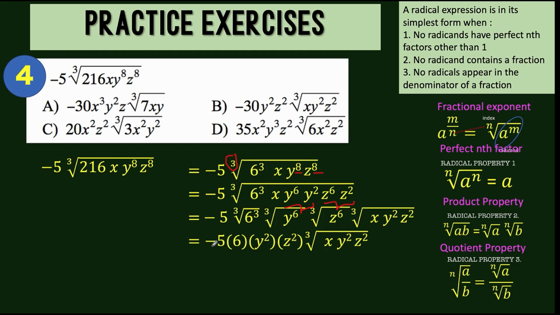So we copy negative 5. The cube root of 6 cubed is a perfect nth factor, that's equal to the base 6. Here, the exponent 6 divided by the index 3 is 2, so you have y squared. The same explanation for the cube root of z to the 6, that becomes z squared. And copy the remaining. Then, perform the final simplification. Negative 5 times 6 is negative 30, and copy all the rest. This is now the answer, which is letter B.